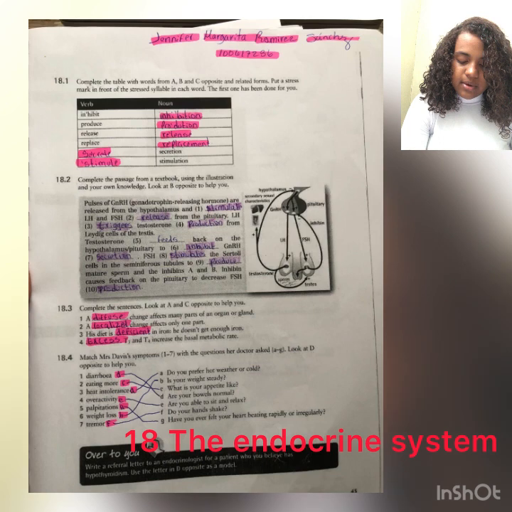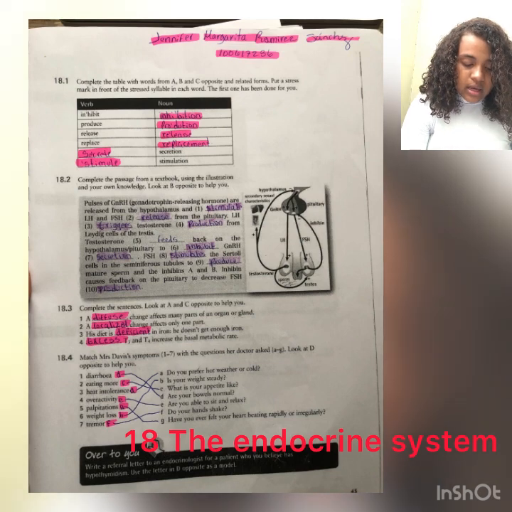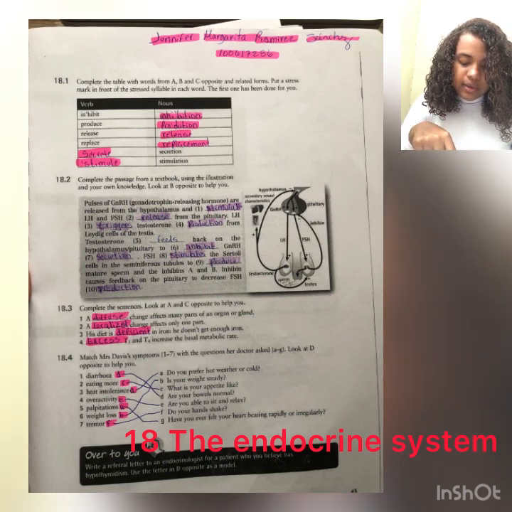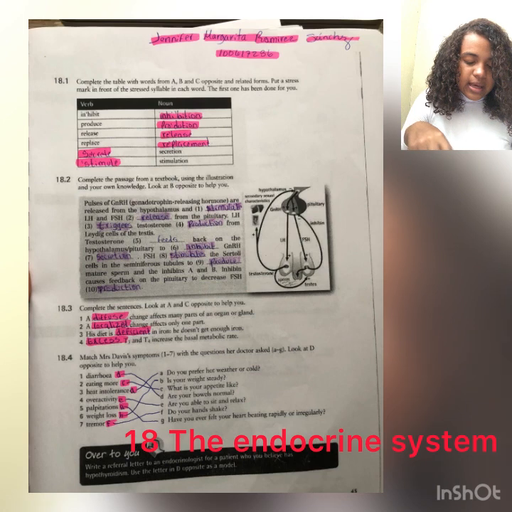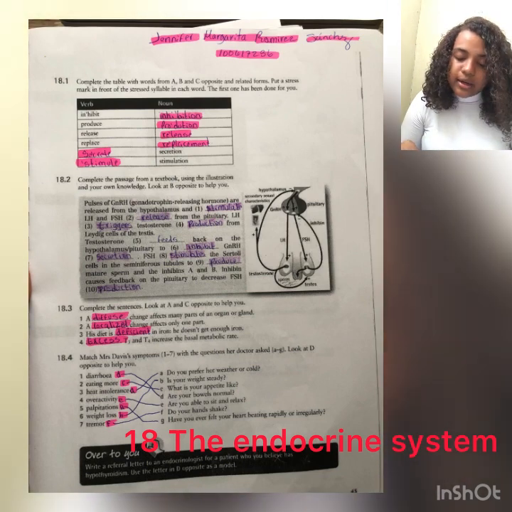FSH stimulates the Sertoli cells in the seminiferous tubules to produce sperm and inhibin A and B. Inhibin causes feedback on the pituitary to decrease FSH production.